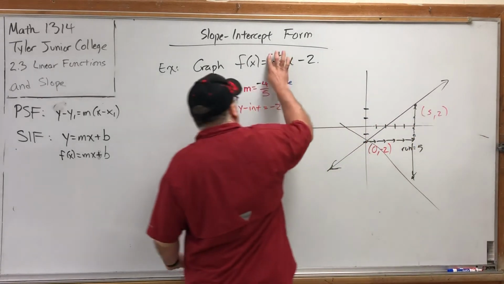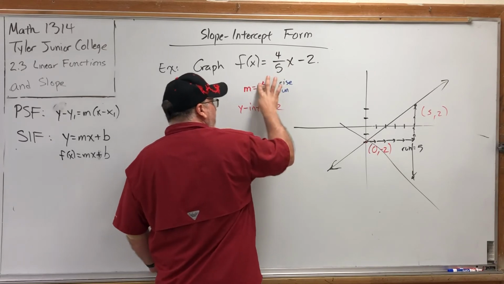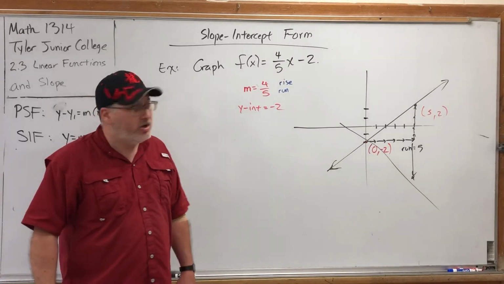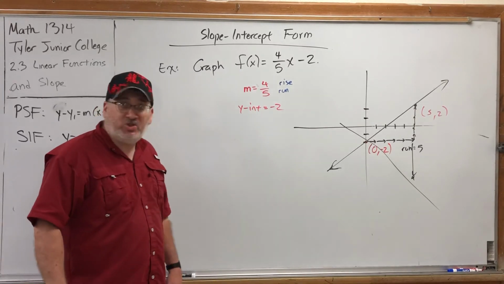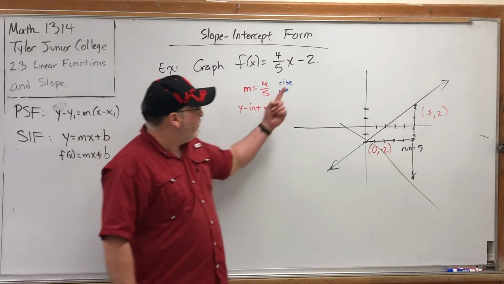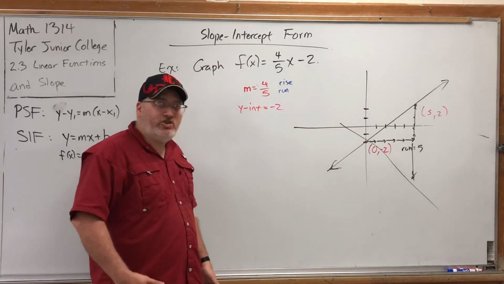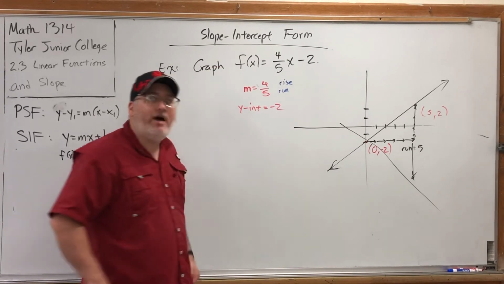So graphing an equation in slope-intercept form is easy if you know how to interpret all three numbers, the numbers on both sides of the slope and the y-intercept. The y-intercept is your starting point. The numerator of the slope tells you how much to rise. The denominator tells you how much to run.